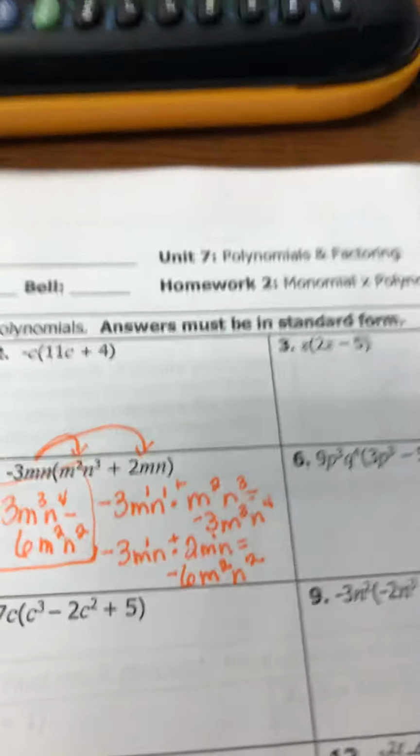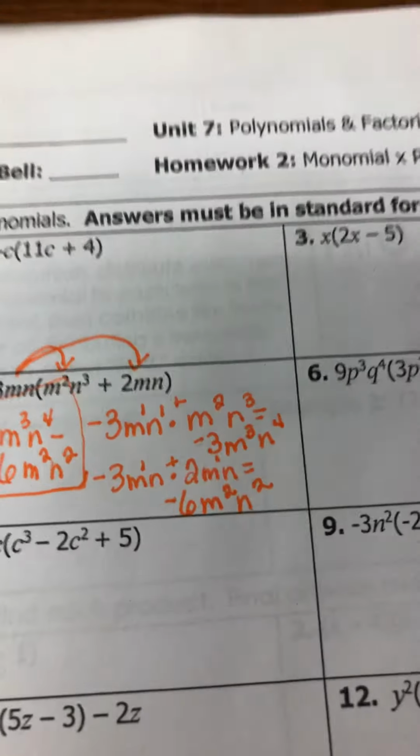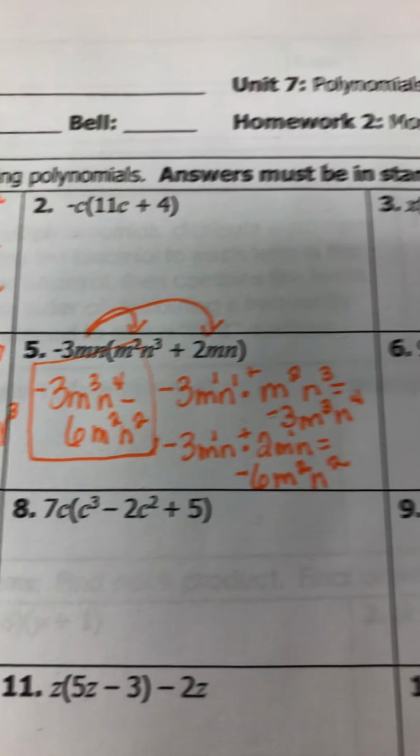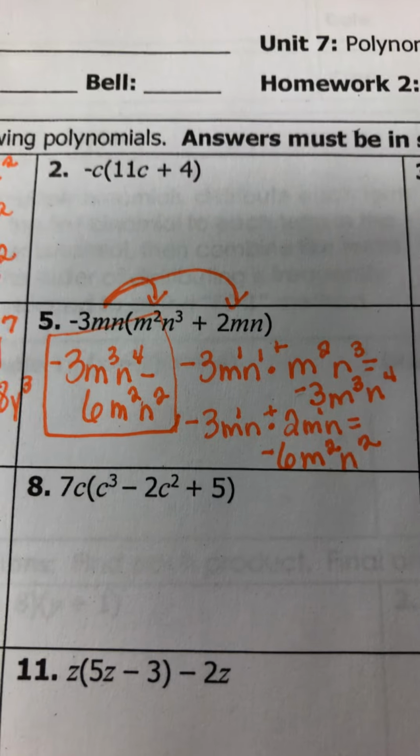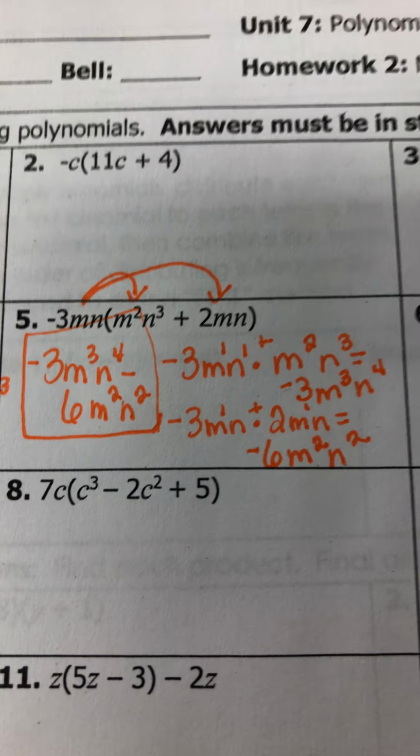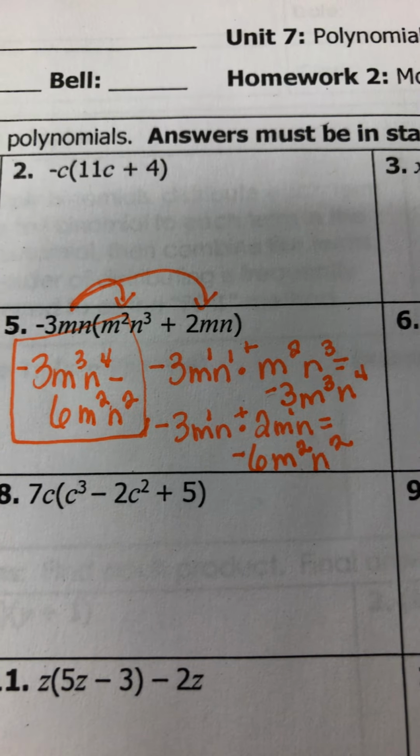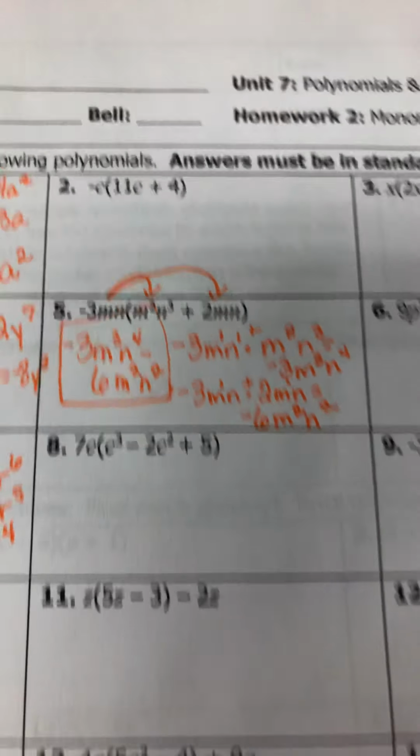Okay, so remember, you can multiply anything. They don't have to be like terms. You just have to make sure when you multiply with the same base, you add your exponents. Multiply the coefficients in front just like you would anything else.